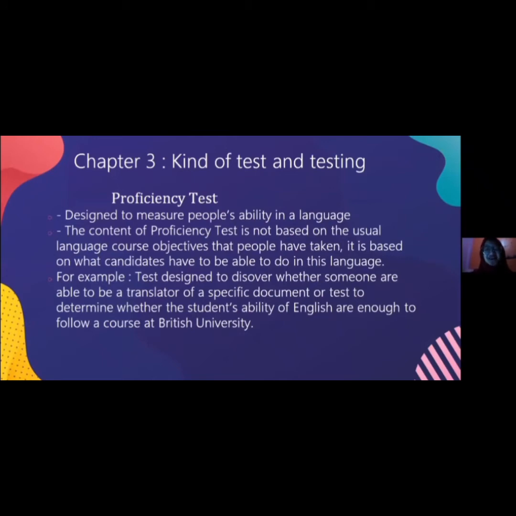Chapter 3, kinds of test and testing. Proficiency test. Proficiency tests are designed to measure people's ability in a language. The content of a proficiency test is not based on the usual language course objectives that people have taken. It is based on what candidates have to be able to do in the language. For example, a test designed to discover whether someone is able to be a translator of a specific document, or a test to determine whether a student's ability in English is enough to follow a course at a British university.